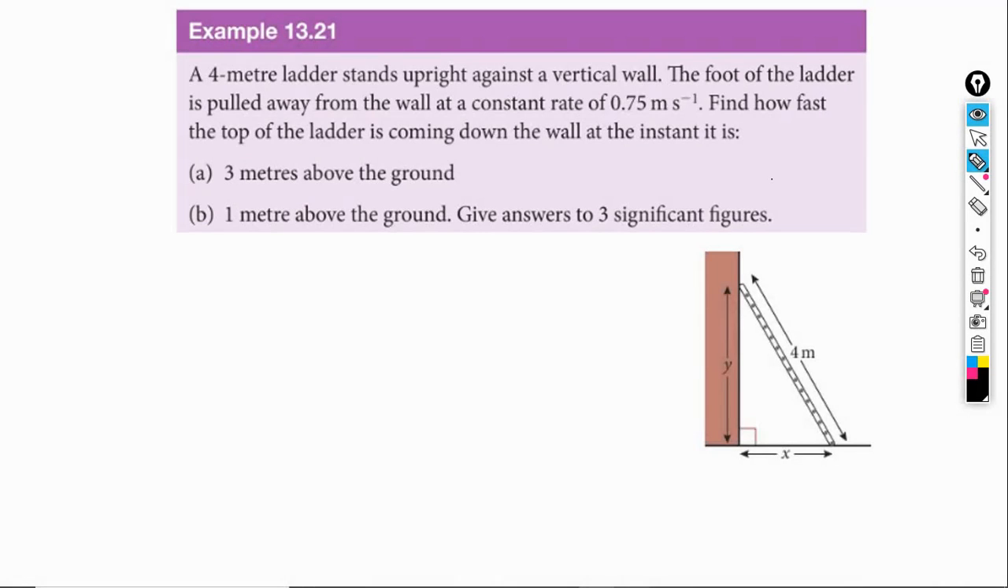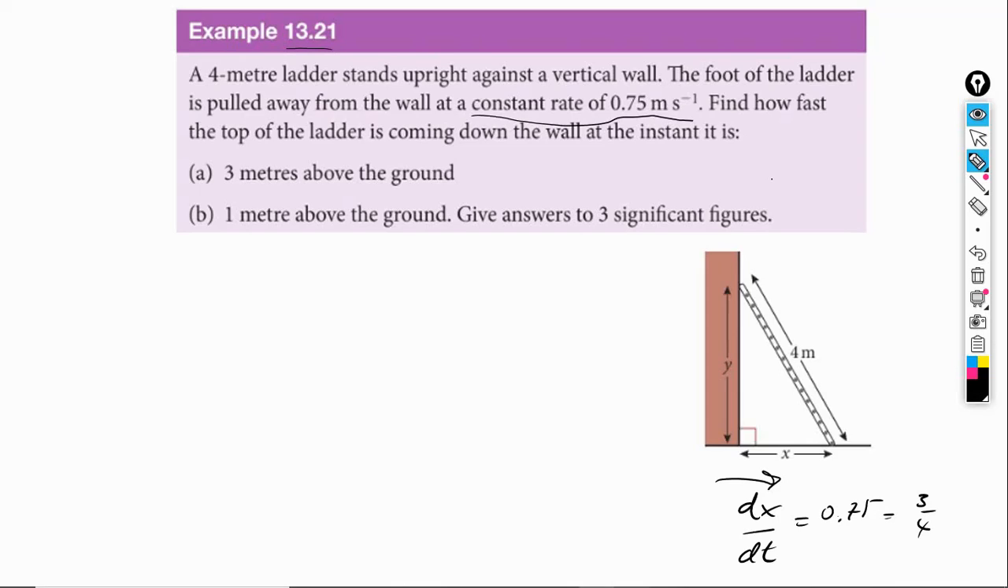Okay, people, so next we are going to work on example 13.21. It says, a 4-meter ladder stands upright against a vertical wall. The foot of the ladder is pulled away from the wall at a constant rate of 0.75 meters per second. So that means that here we have a rate, which means differentiation of x in terms of time. This is equal to 0.75, and that is the same as saying 3/4. I want it in fractional form, and you will see why in a bit.